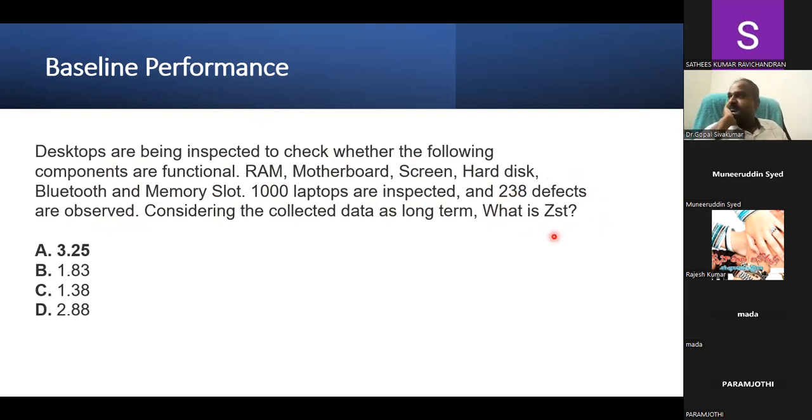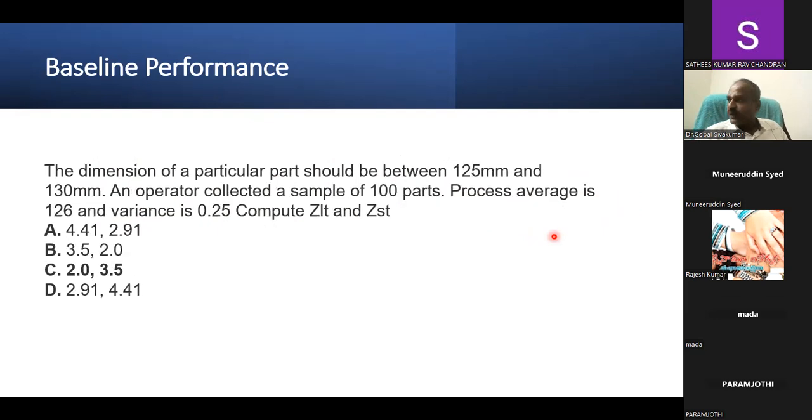Very good. So now, do you think you can find out the ZST in this case? Yes, sir. I should have taught you, right? Substitute all these known values. The answer is 3.25. Yeah, 3.25.